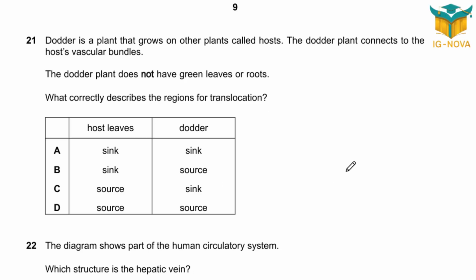March 24, Part 2. Dodder is a plant that grows on other plants called hosts. The dodder plant connects to the host vascular bundle. The dodder plant does not have green leaves or roots, so no photosynthesis, no absorption of mineral ions. So dodder plants should be a sink, and for them the host leaves to be a source. So cancellation of wrong options or matching, C.